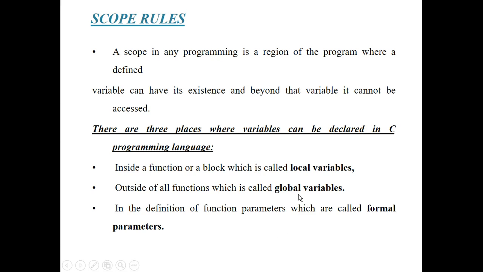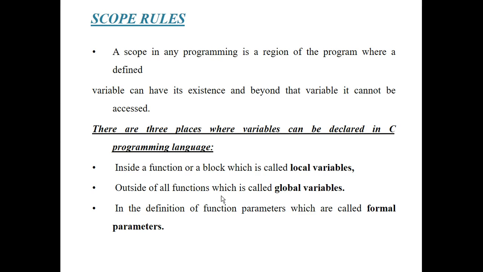Next, the second one is global variables. What is meant by a global variable? A global variable is declared outside of all functions. As soon as a variable is declared outside of any function, that variable is available throughout the lifetime of the program, and it can be used in each and every function that you include in the program. That is about the global variable.